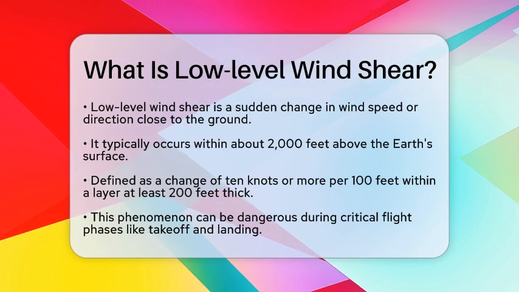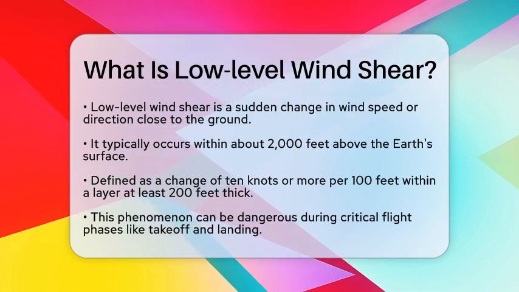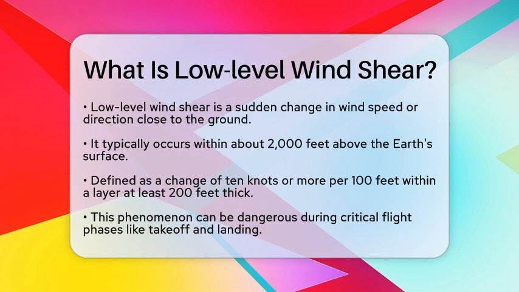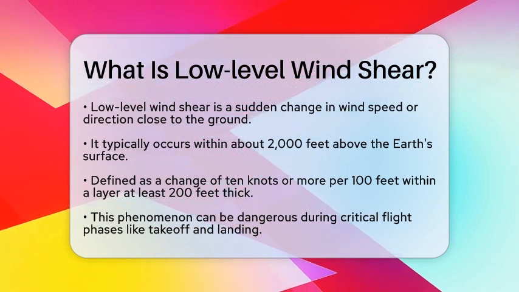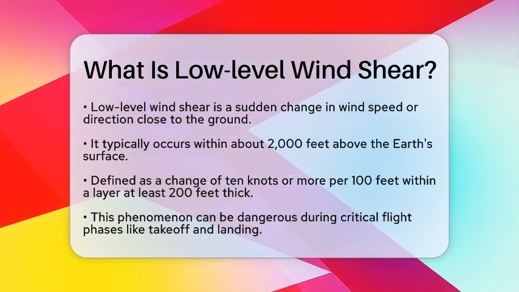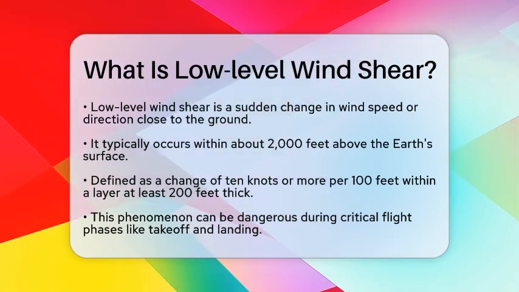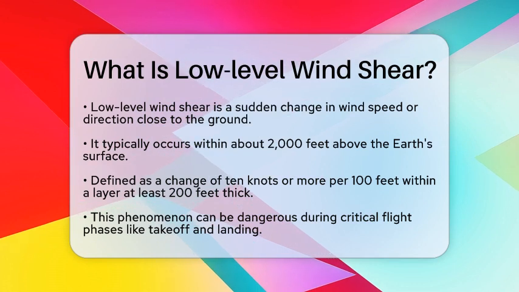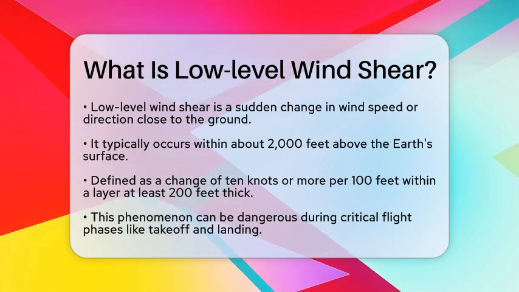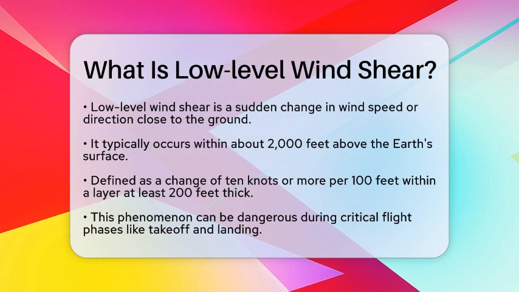Low-level wind shear is a sudden and significant change in wind speed or direction that occurs close to the ground, usually within about 2,000 feet above the Earth's surface. This phenomenon can happen very quickly, often defined as a change of 10 knots or more per 100 feet within a layer at least 200 feet thick near the surface.